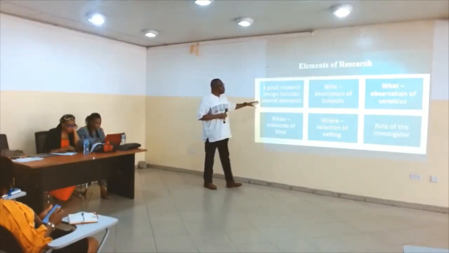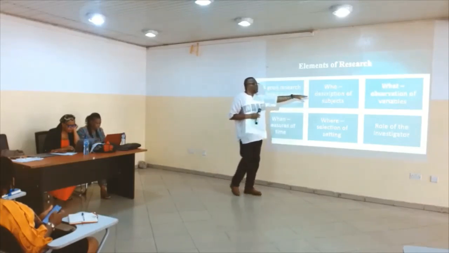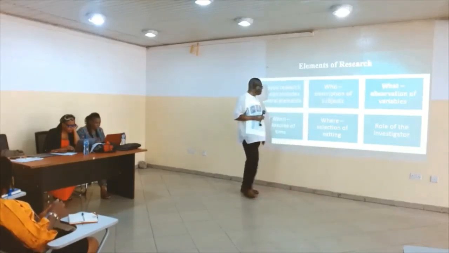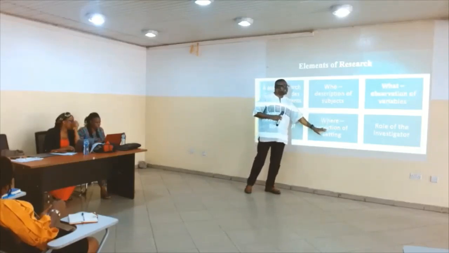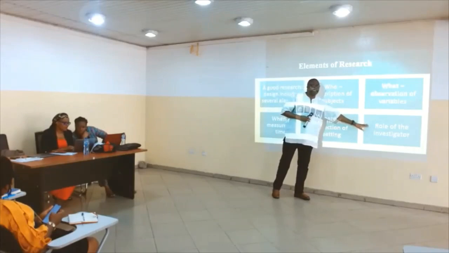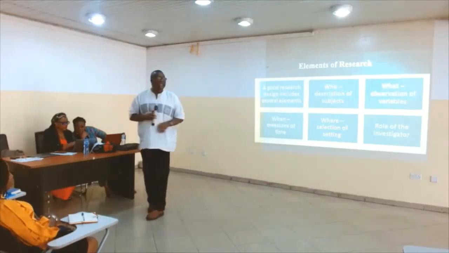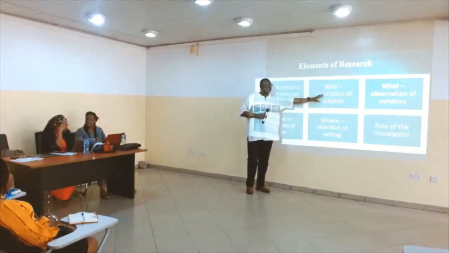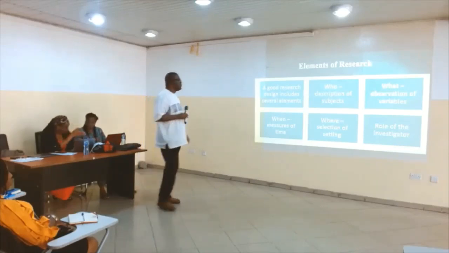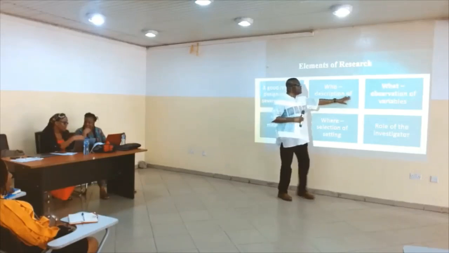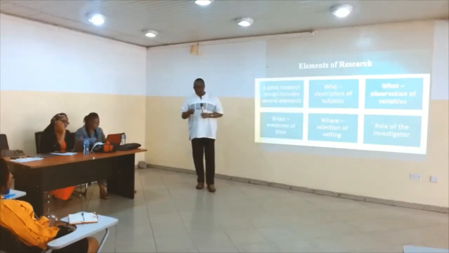A good research design should include these elements. Who: describe the subjects. What: the variables you are going to observe and measure. When: measures of time, when you are going to do them. Where: selection of the settings where you are going to do it. And the role of the investigator. By the time you finish describing your study design, all these elements should be clear, and the whole should come out clear in the design you want to choose. Who, subjects; what, variables; their role; where; and the measures, time.